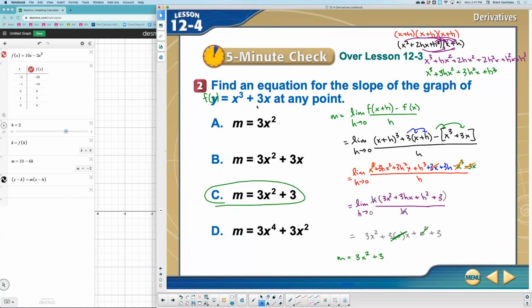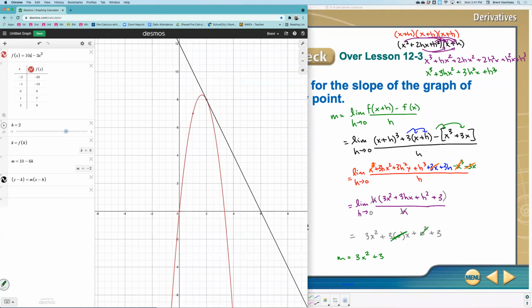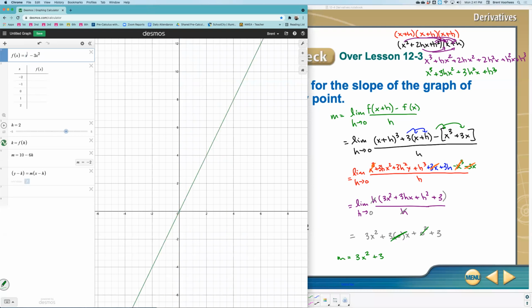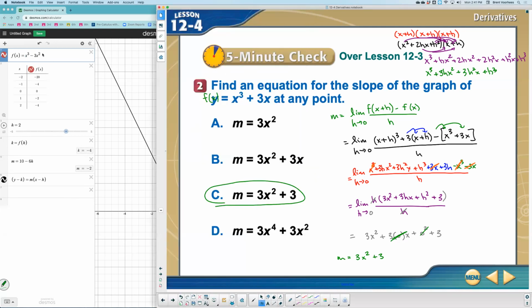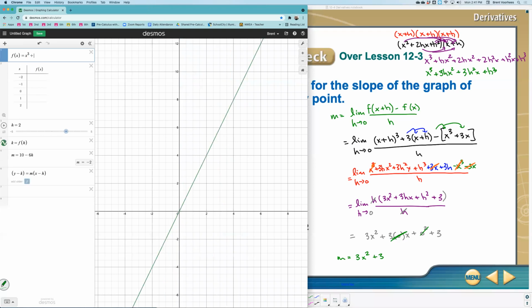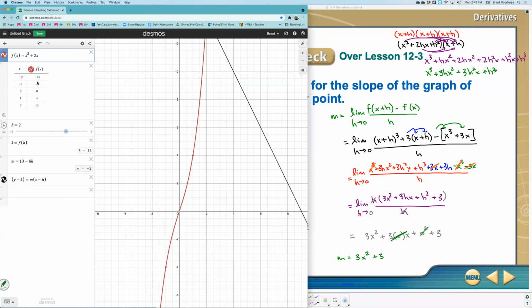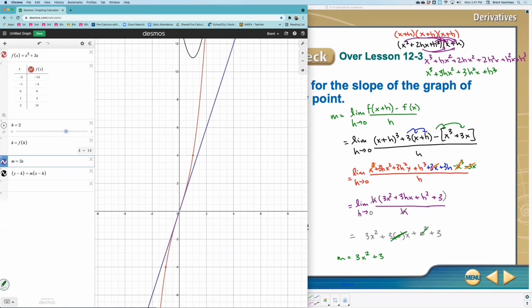We can check this out graphically again. And so this time I'm going to just say f of x equals x cubed plus 3x. And again, I'm going to use the same type of equation, except this time I'm going to say for m that it's 3x squared plus 3.